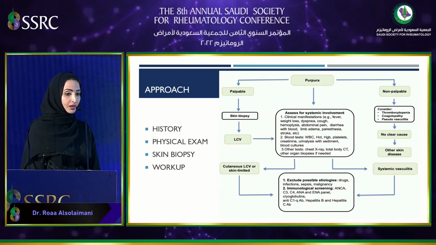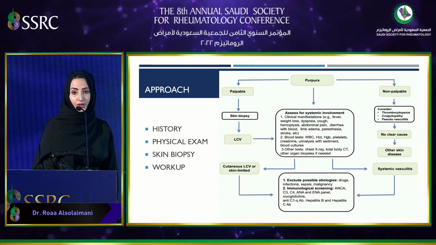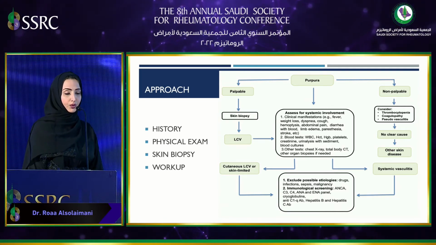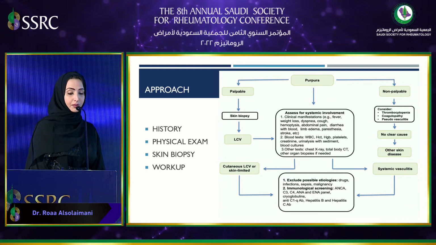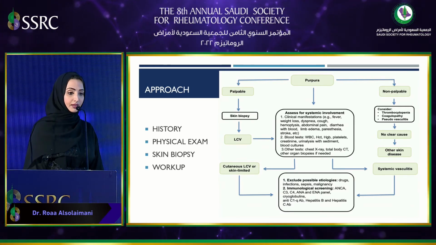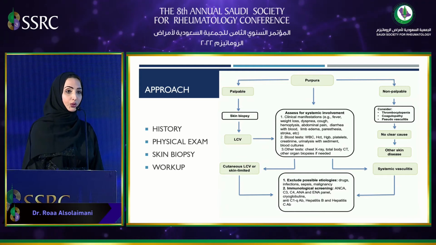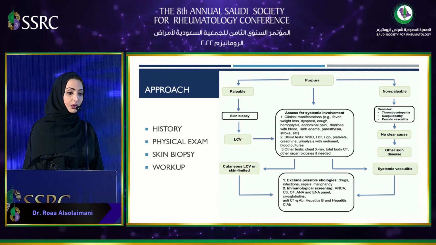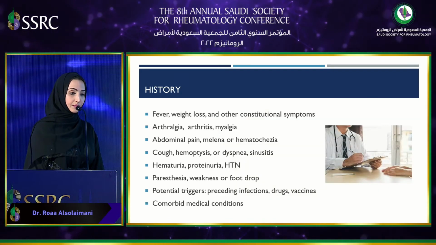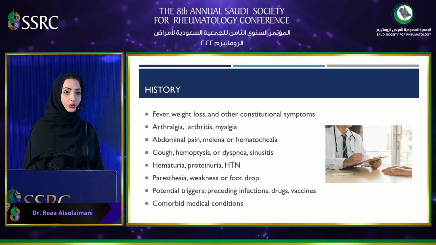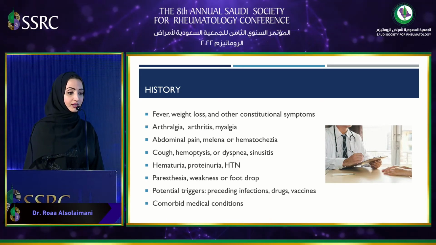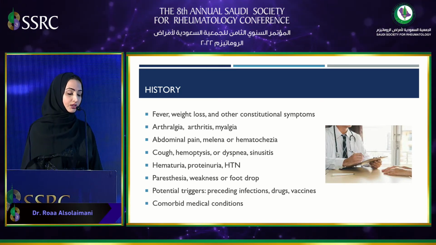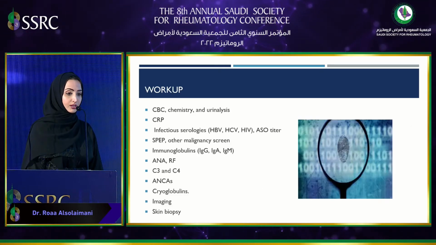So how do you approach a patient presenting with purpura? If it was not palpable, so non-palpable, you have to consider thrombocytopenia, coagulation problems. But if it was palpable, then you have to do a skin biopsy. After that, you have to do a thorough history physical exam workup to decide whether the patient has a limited skin disease or have a systemic vasculitis. So history should be head-to-toe history, like when you assess any patient with vasculitis, but you should also include potential triggers like preceding infections, drug vaccination history, and comorbid medical conditions.